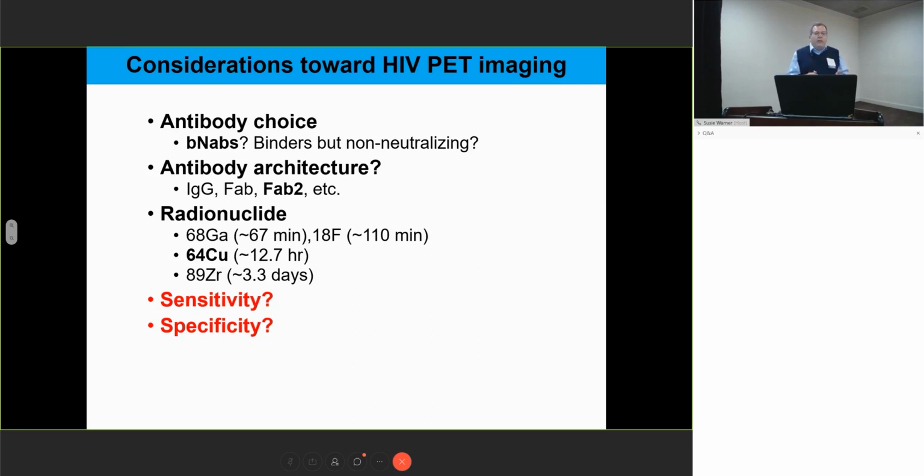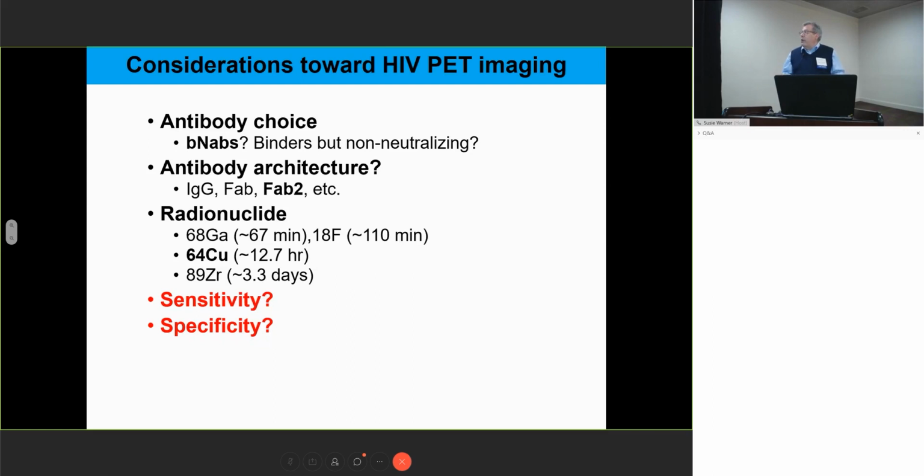But I think in general there are other design considerations that we need to start thinking about in terms of how do we optimize this. And the first thing is antibody choice. So we're starting with bNAbs for HIV infections. The question is, are they really the best antibodies for us to be using? We've screened them against infected cells. Many that neutralize don't bind to infected cells. Some do, some don't. And so we're looking at that. Binders may actually be better than neutralizing antibodies for imaging. It's just something that we have to consider.